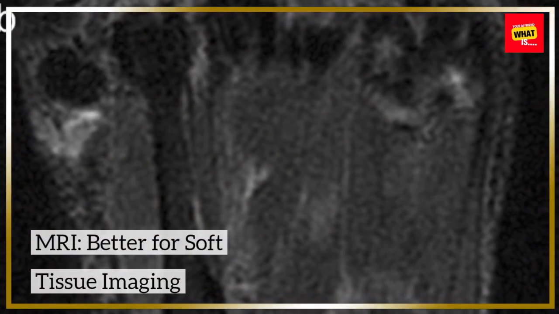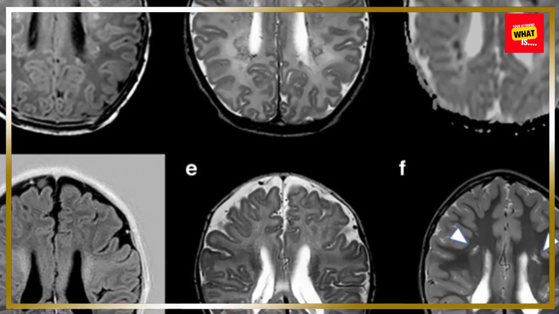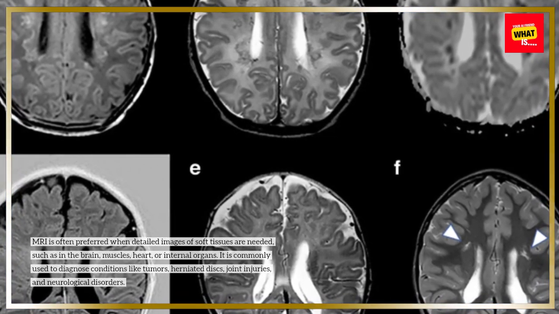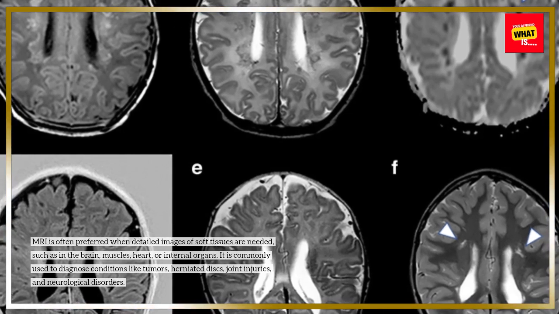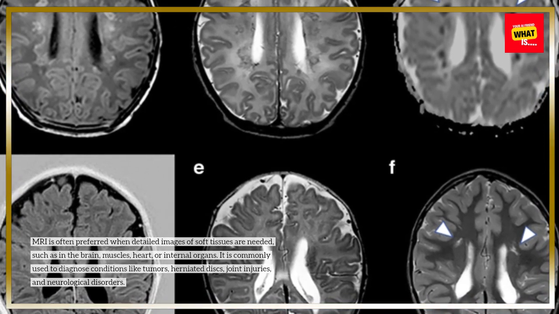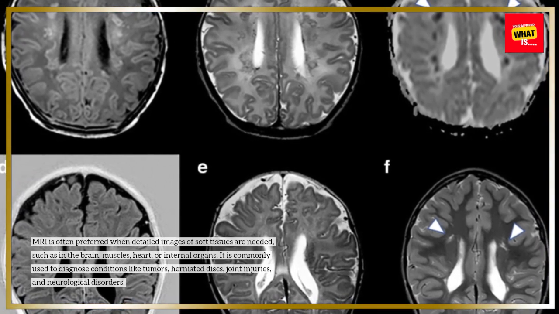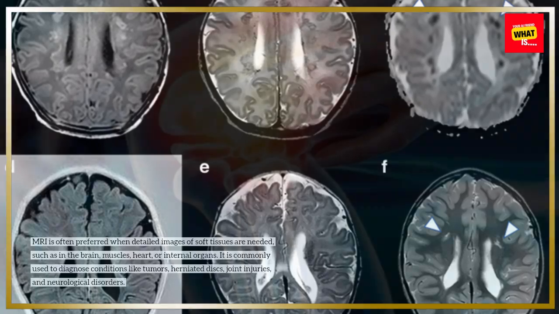MRI, better for soft tissue imaging. MRI is often preferred when detailed images of soft tissues are needed, such as in the brain, muscles, heart, or internal organs. It is commonly used to diagnose conditions like tumors, herniated discs, joint injuries, and neurological disorders.